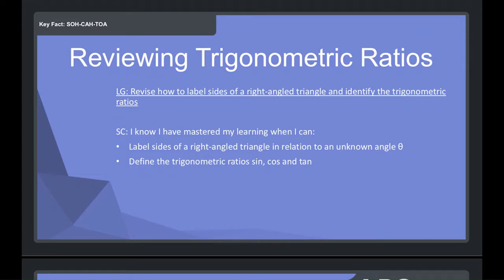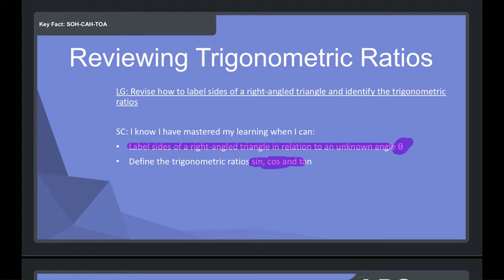Today's lesson is going to be recapping the trigonometric ratios. You should have seen these last year, and we're just going to go over it all again to refresh it in your memory. Two important things we're doing today. We're labeling the sides of the triangle, and that's always going to be in relation to the angle we're interested in, theta. And we're going to make sure we remember what these trigonometric ratios are.